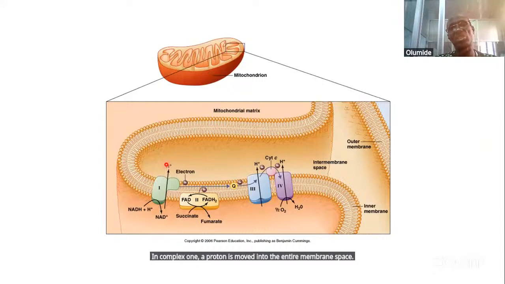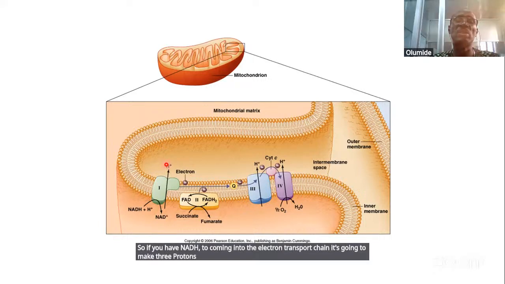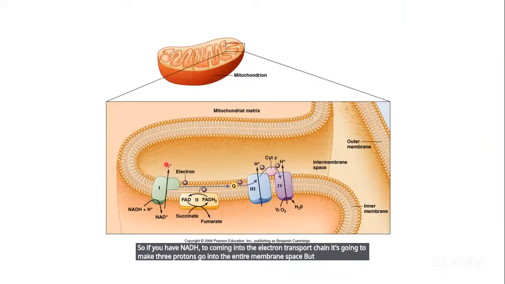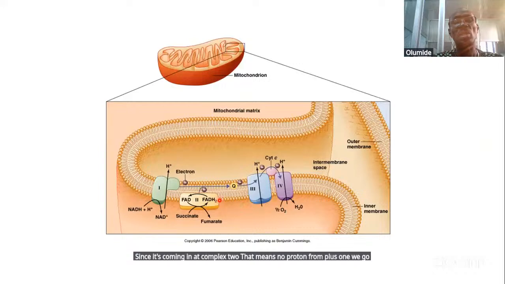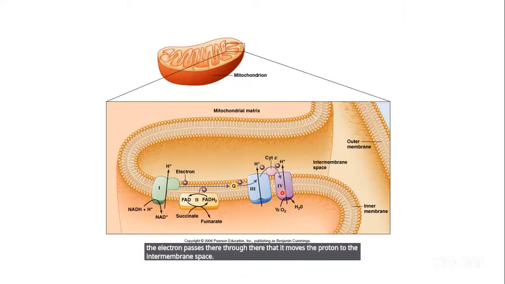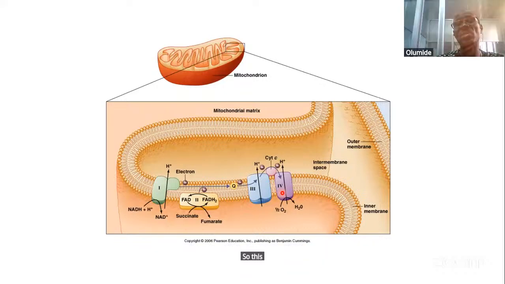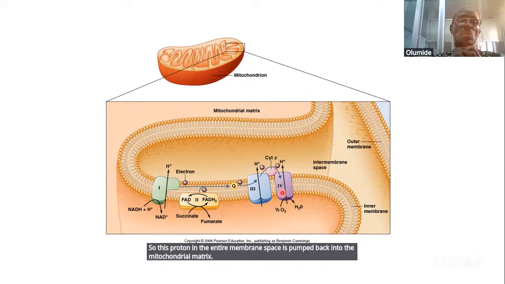So if you have NADH2 coming into the electron transport chain, it can make 3 protons go into the intermembrane space. But if FADH2 comes in, since it's coming in at complex 2, that means no proton from complex 1 will go into the intermembrane space. So it's only complex 3 and complex 4, when the electron passes through there, that it moves the proton to the intermembrane space. So this proton in the intermembrane space is pumped back into the mitochondrial matrix. Okay?